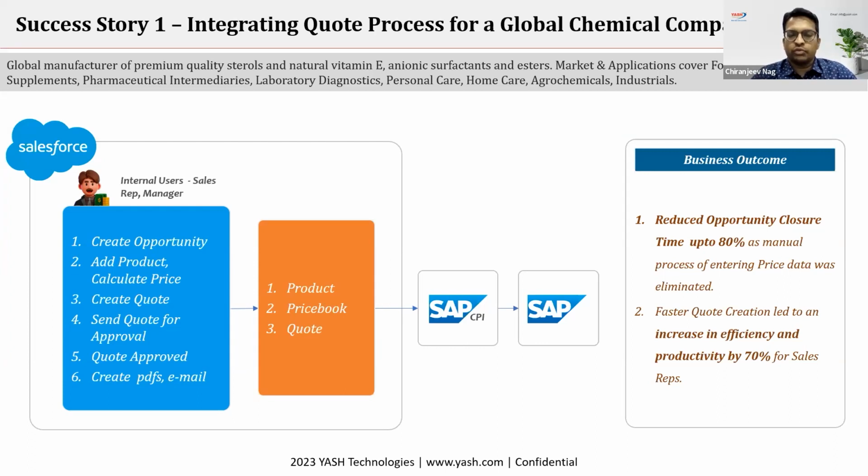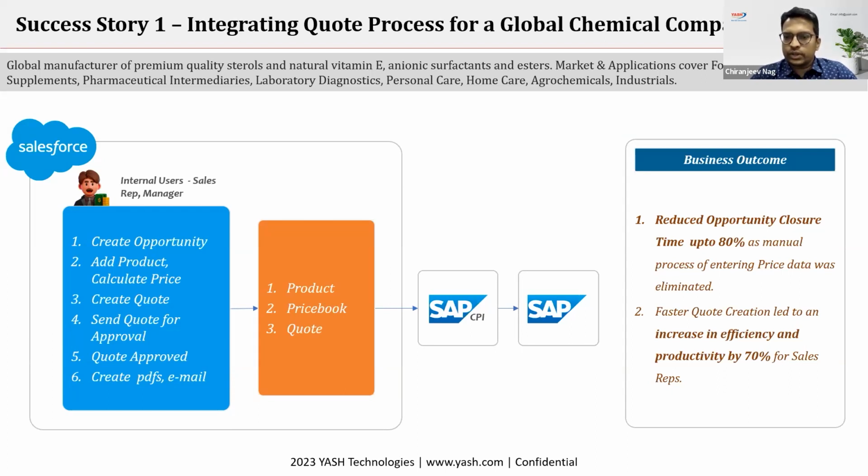Earlier their pain point was that none of this was happening in the Salesforce system. Every time, the sales rep had to log into the Salesforce system as well as the ERP application in order to generate a particular quote and win opportunities. We were able to achieve this using SAP CPI as a middleware, and SAP S/4HANA was the customer's ERP. In the end, we were able to reduce the opportunity closure time by up to 80%, as the entire manual process of entering the pricing data was eliminated, as we have discussed. So now the sales reps don't have to enter pricing data manually, which leads to creating quotes faster, and the overall time for closing opportunities also became much less.